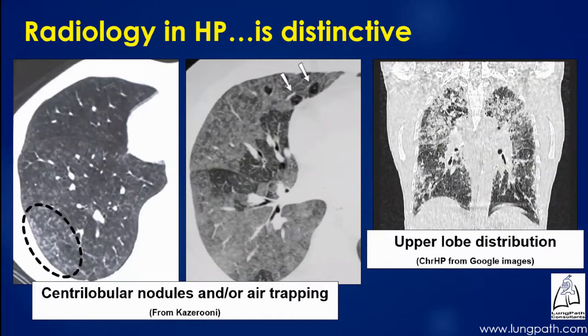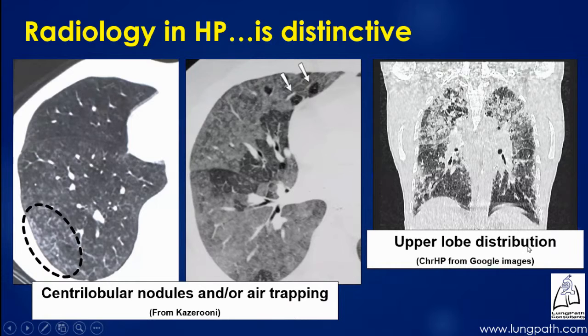Remember that in medical lung disease, the radiologist is your friend. The radiologist can often help with diagnoses, and in the setting of hypersensitivity pneumonitis, the radiology is distinctive. In some cases, there are centrilobular nodules, here circled on the left. Other cases show air trapping, and that's thought to be a reflection of pathology of the airway producing some obstruction in some lobules, but not others, hence the pattern of mosaic air trapping.